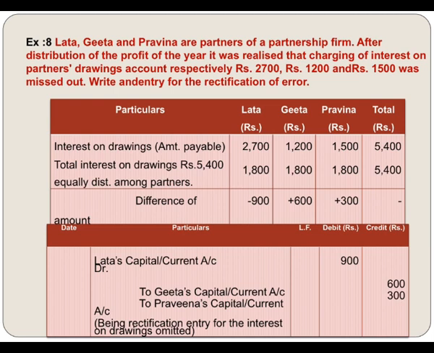And now you simply make a journal entry. Lata's account is debited because it is a minus answer, so 900, and Geeta and Praveena's accounts are credited with 600 and 300 respectively. So it is a very similar question.